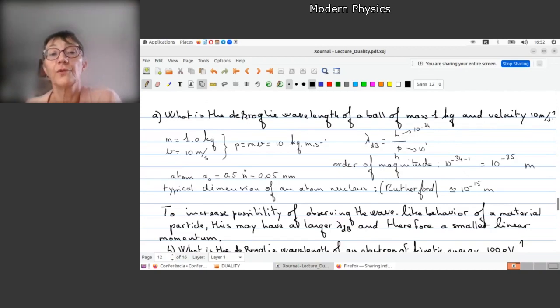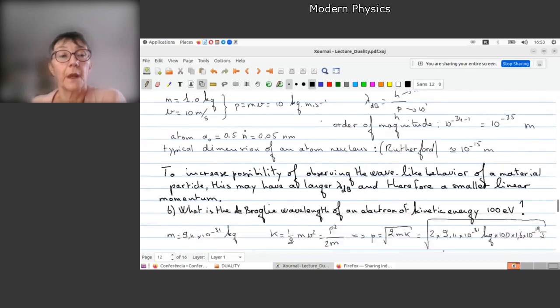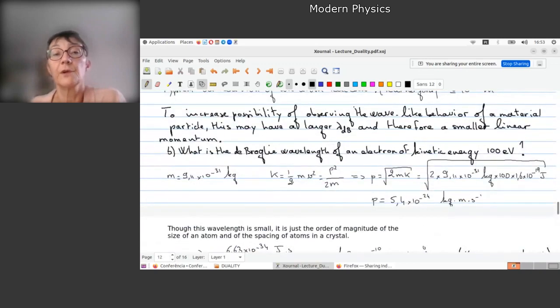So what do you have to do? This wavelength is very small. You would like to have a larger de Broglie wavelength to observe it. The mass of the ball, you are not going to be able to decrease it. So you will have to take a smaller, lighter particle, so smaller mass, smaller speed. To increase the possibility of observing the wave-like behavior of a material particle, it must have a larger de Broglie wavelength, and therefore a smaller linear momentum.